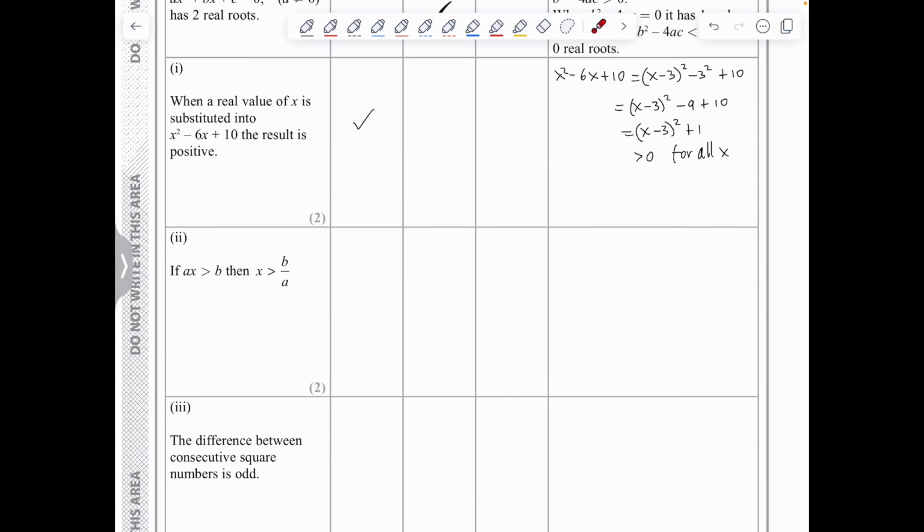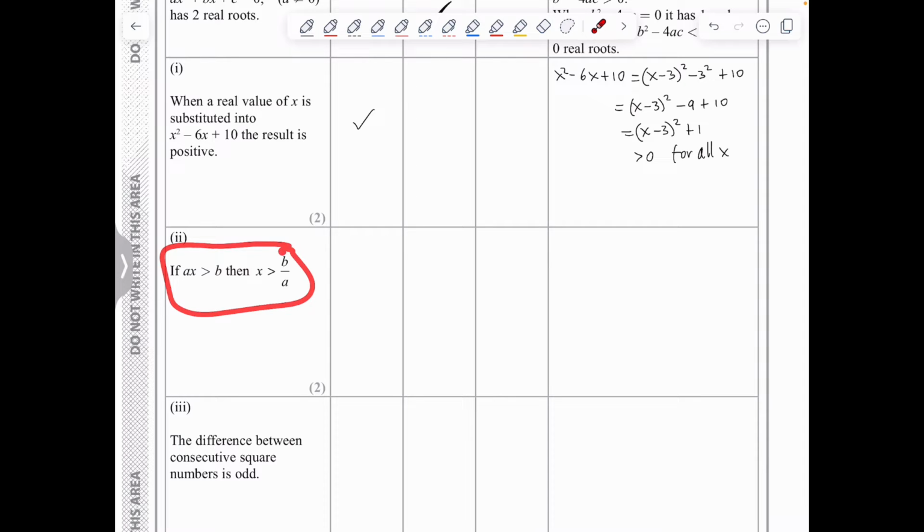In part ii, we've got that if ax is greater than b, then x is greater than b over a. So the fact that we've got an inequality means we need to reconsider how we solve inequalities. We know that we solve them just like equations. However, if we are multiplying or dividing by a negative number, then we need to reverse the inequality direction. So what I'm thinking here is that this is sometimes true, sometimes false.